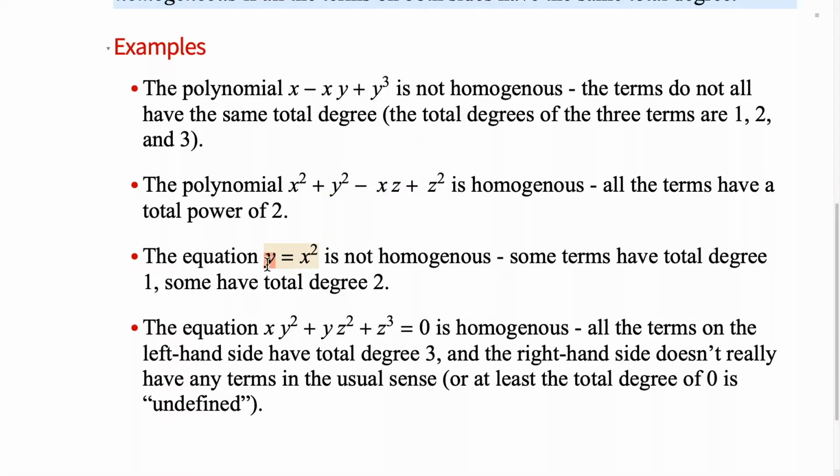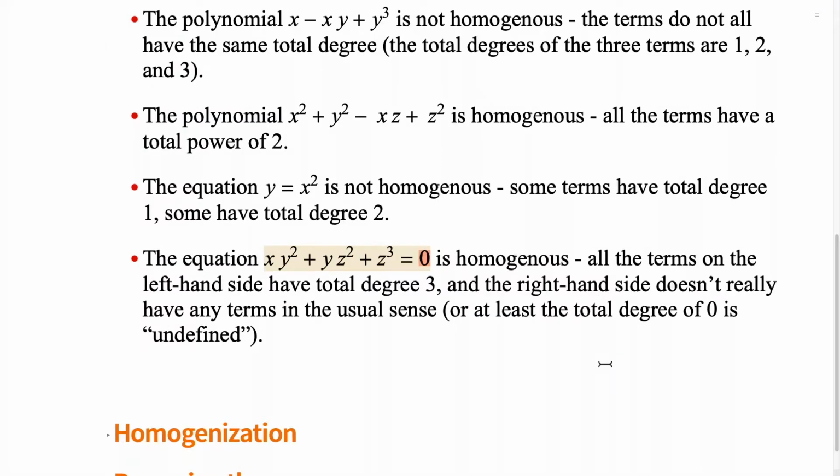As an equation, y equals x squared is not homogeneous. The left-hand side only has a total degree of 1. The right-hand side has a total degree of 2. The more complicated equation, xy squared plus yz squared plus z cubed equals 0, does count as homogeneous. All the terms on the left-hand side have a total degree of 3, and the right-hand side, which is 0, doesn't really have terms in the usual sense, so it satisfies this trivially. Or if you like, the total degree of 0 is just undefined.